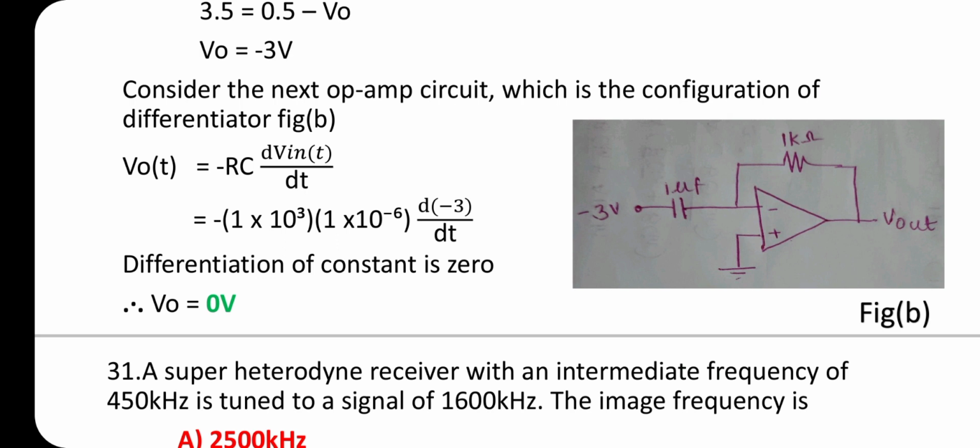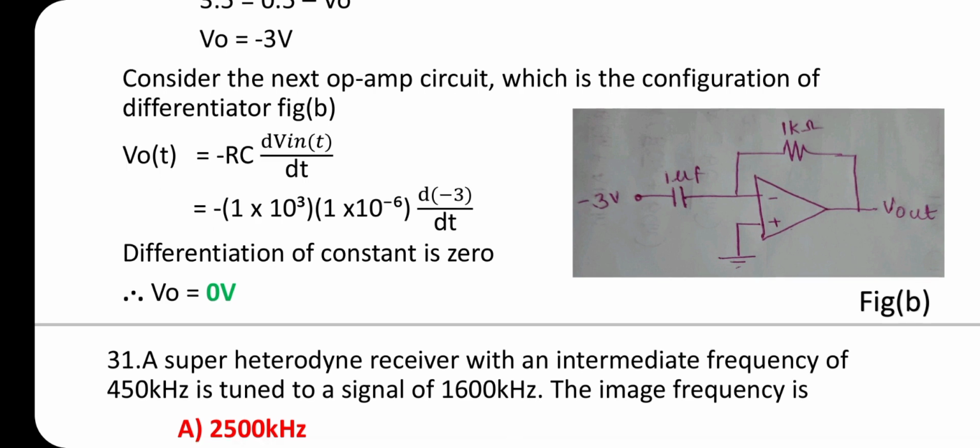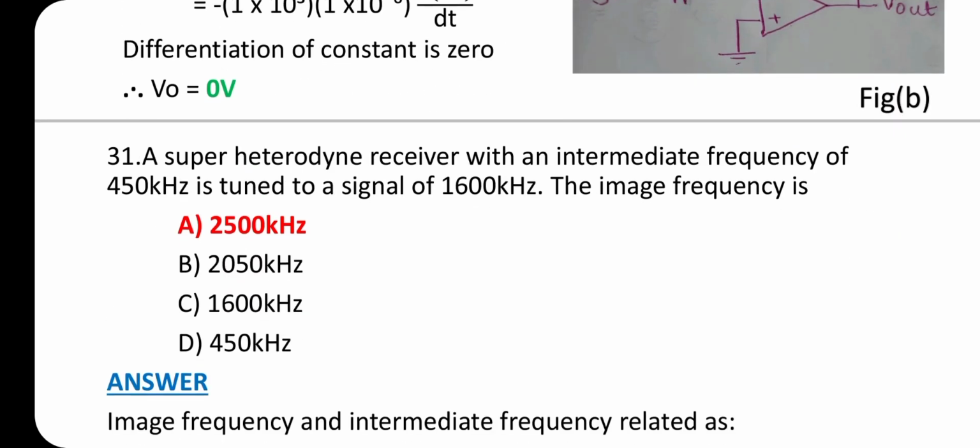Consider the figure B. V naught of t equal to minus RC dVin of t divided by dt. This is the equation of differentiator. We substitute the values of R, C and Vin. Here for the second circuit, Vin is the output of first circuit, which is minus 3 volt. Differentiation of a constant is 0. So we get output V naught equal to 0 volt.